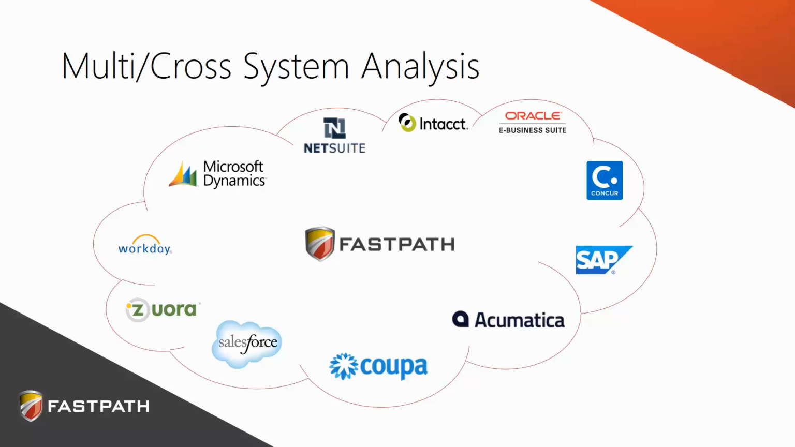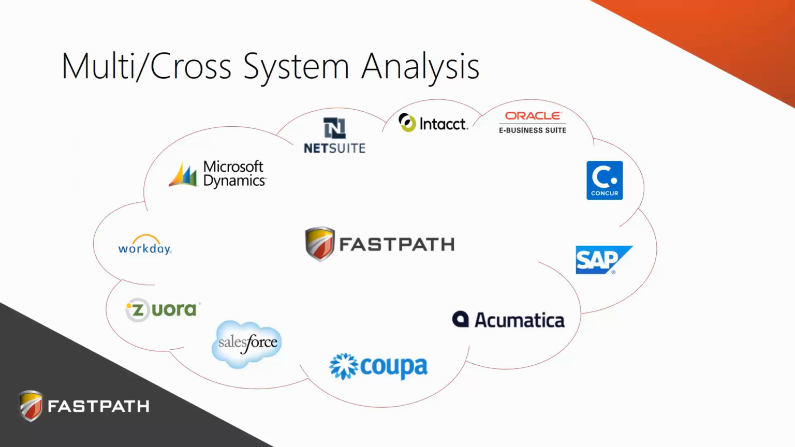Fastpath is a standalone cloud application that sits outside of the key business systems in scope at organizations. And this is a key advantage for your prospects and your customers. So we can go across multiple systems and also across systems.